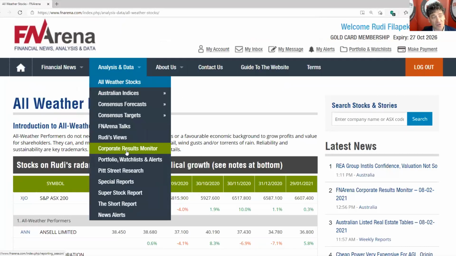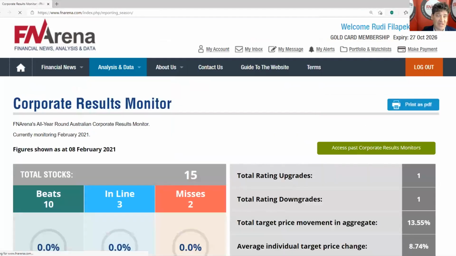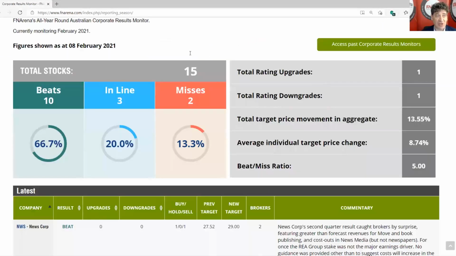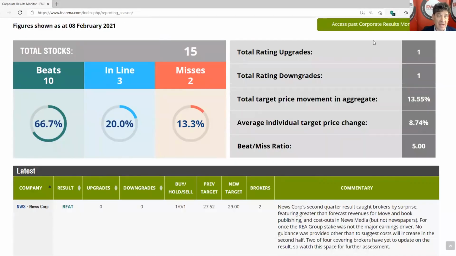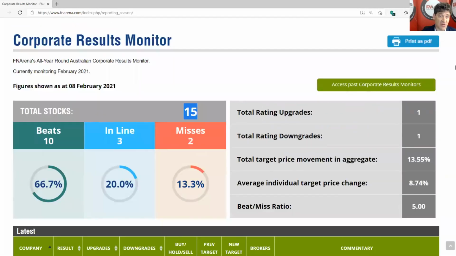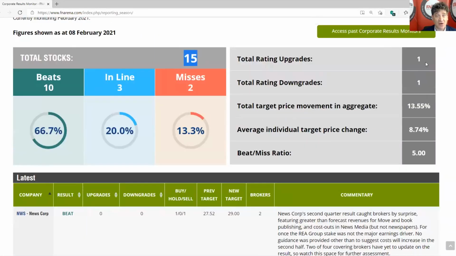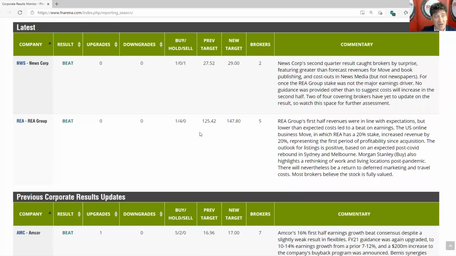We also have my views, and we have the corporate results monitor, which we are very proud of. I hope you sometimes visit our monitor. At the moment, we don't have too many stocks because not too many stocks have reported. Again, you have an archive here where you can do your own analysis, and we keep track of the majority of the statistics for you. And of course, we keep track of how the companies are performing. Again, you can click on the company codes and it will take you to stock analysis.